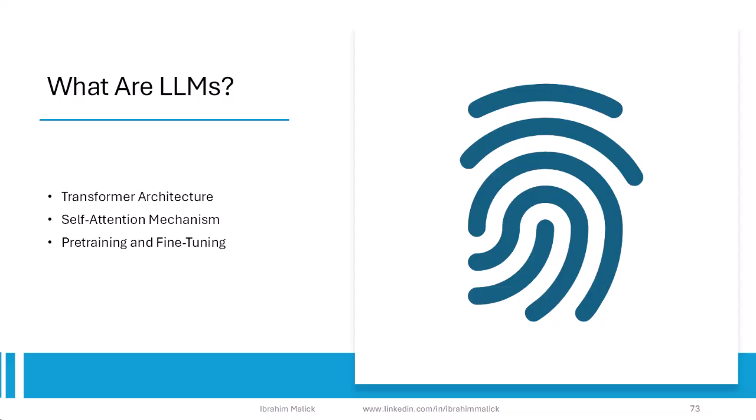So the way self-attention works is through three components: queries, keys, and values. Each word is transformed into these three vectors, and the interaction between queries and keys determines how much attention should be paid to different parts of the input, right? So this mechanism is computed multiple times in parallel. These are called heads, allowing the model to capture different types of relationships simultaneously.